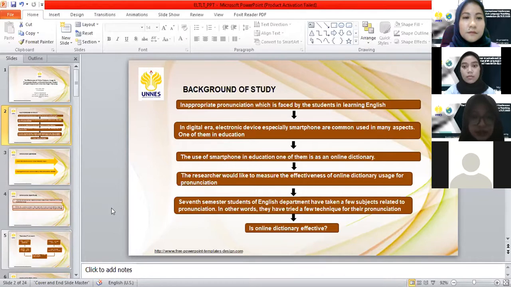Because of this reason, the researcher would like to measure the effectiveness of online dictionary usage for pronunciation. The sample of this research is 7th semester students of the English department, because they have taken a few subjects related to pronunciation. In other words, they have tried a few techniques for their pronunciation.